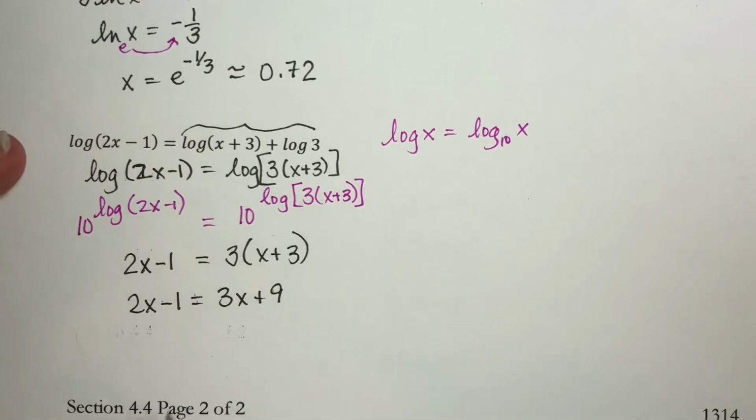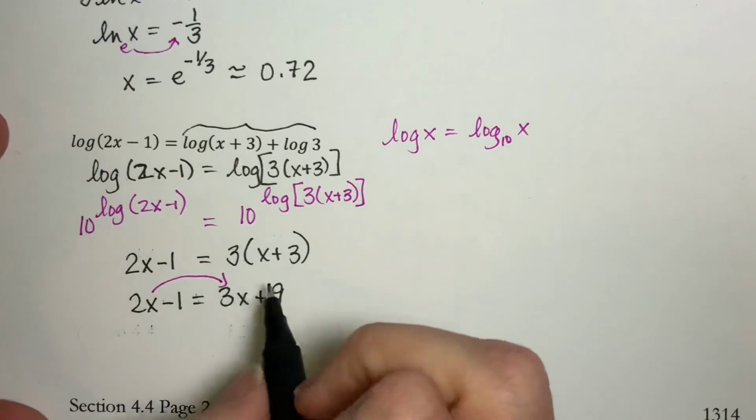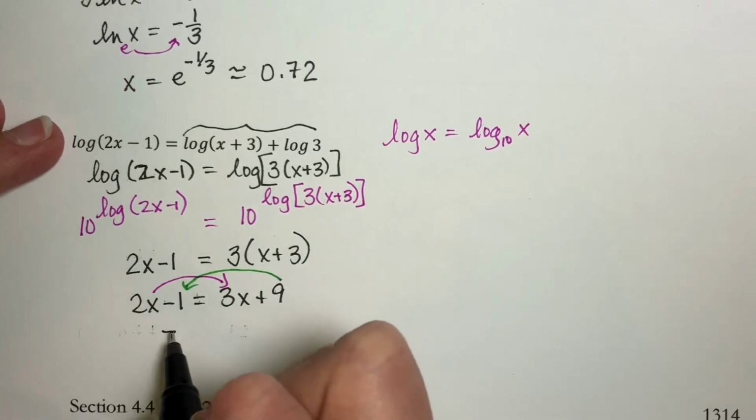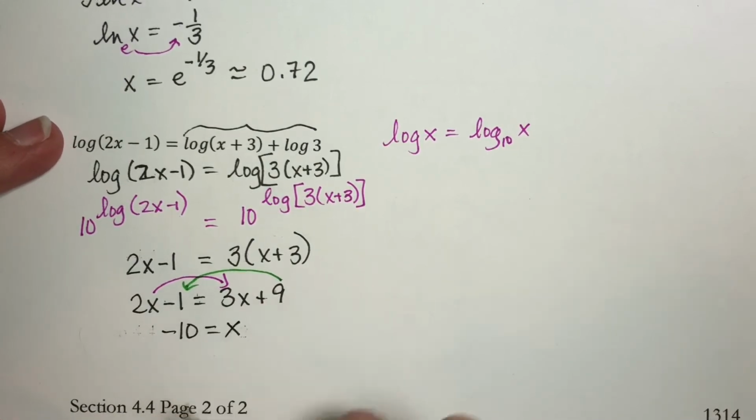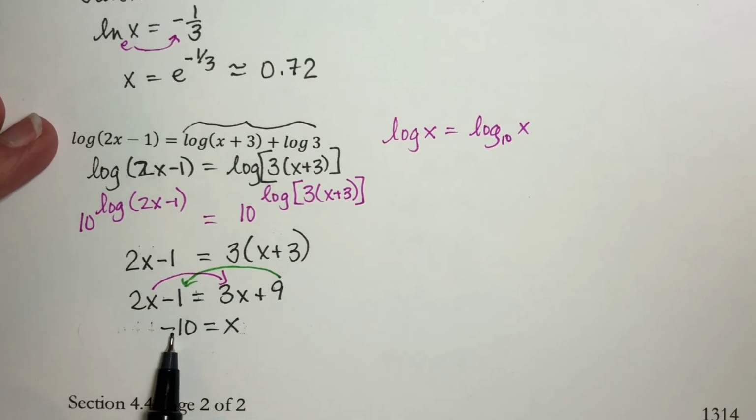So let's subtract 2x from both sides and subtract 9 from both sides. And that will give us negative 10 is equal to x. Okay, now, so I have an x value. This is my only potential solution.